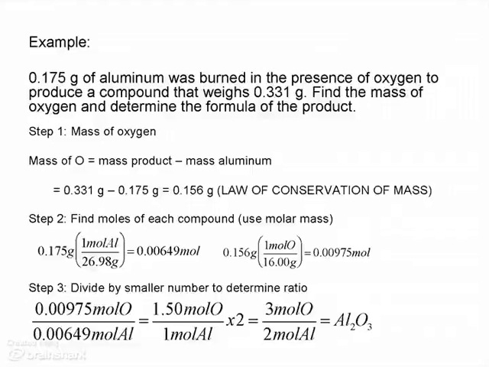So now the third step is that we have to divide both those numbers of moles by the smallest number. In this case, you have fewer moles of aluminum, so we divide 0.00975 moles of oxygen by 0.00649 moles of aluminum, and we get 1.50 moles of oxygen for every mole of aluminum. But we want whole numbers in a chemical formula. So if we multiply that whole thing by 2, we get 3 moles of oxygen for every 2 moles of aluminum. So we get our chemical formula, Al2O3. And this is what you're going to be doing in lab this week.